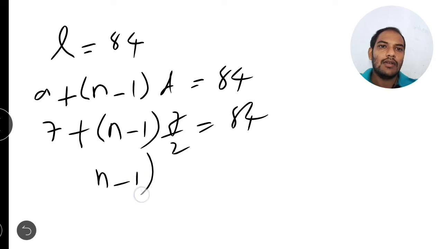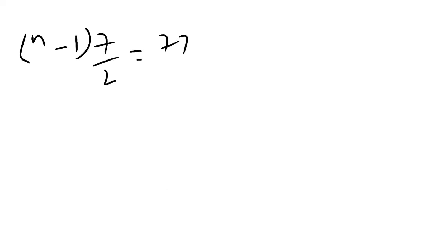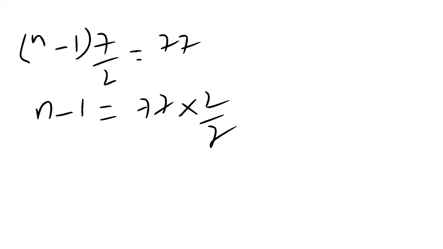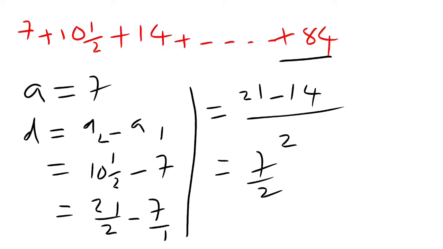So n minus 1 into 7 by 2 equals 84 minus 7, that is 77. So then n minus 1 equals 77 into 2 by 7, because 7 by 2 is multiplying. When you transpose to the RHS side, it will become reverse. 7 ones are 7, 7 elevens are 77. So n minus 1 equals 22, then n equals 23. So the total number of terms equals 23.